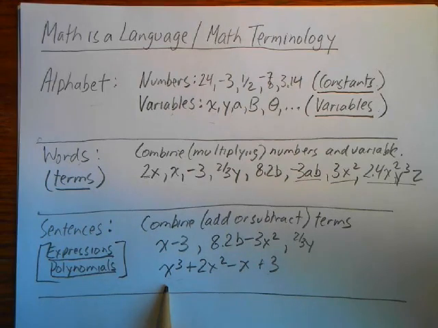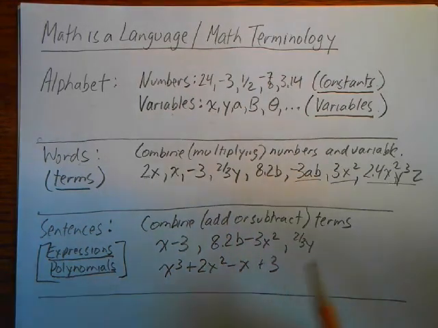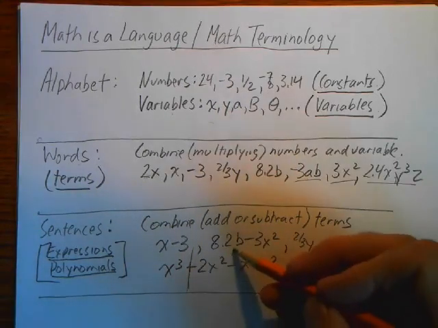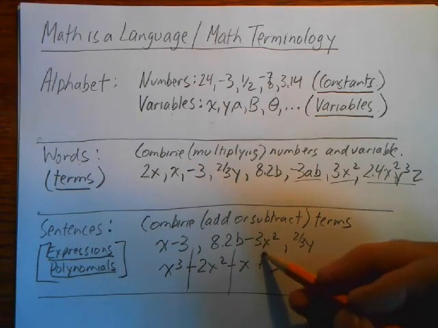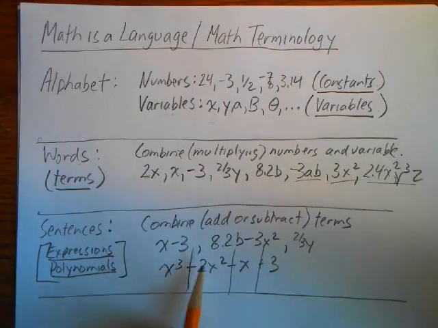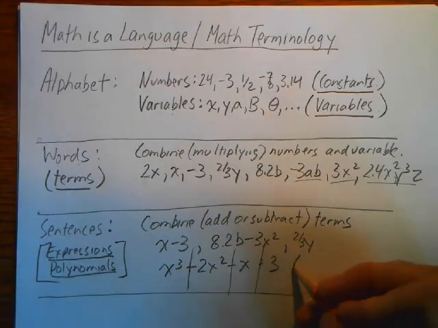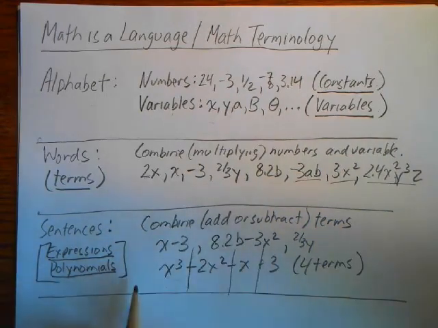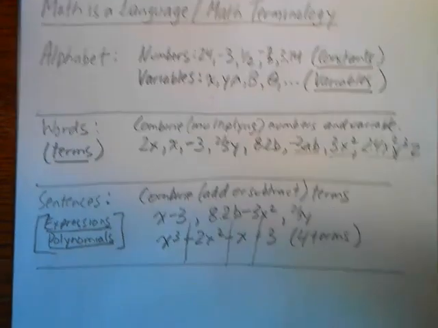So if I gave you an expression or a polynomial like this guy here, how would you know how many terms there are? Well, the easiest way to explain that is that the terms are separated by a plus or minus sign. So everywhere you see a plus or minus sign, you can break it apart and then count 1, 2, 3, 4. This would be 4 terms. So this would be called a 4-term expression or a 4-term polynomial.